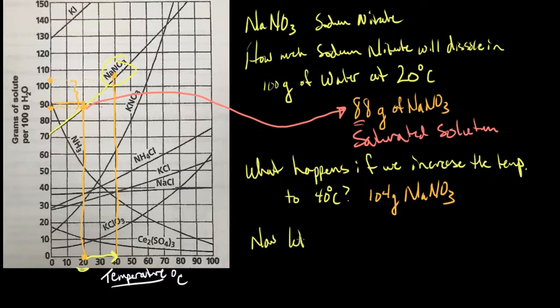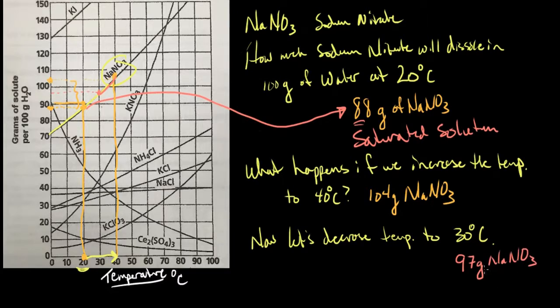So now, let's decrease the temperature to 30 degrees Celsius. All right, so if we decrease the temperature to 30 degrees Celsius, so we slide back down here to 30 degrees, now it looks like it's at 97 grams. Okay? So that's how you read our solubility curve. And we're going to work through another one here. So I'm going to hide this.